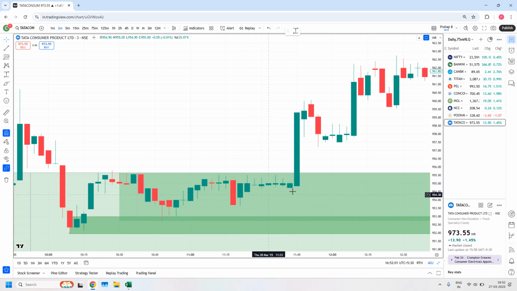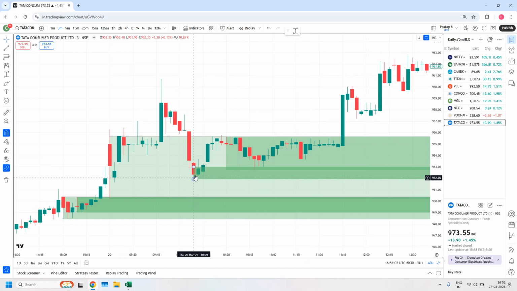So clearly, a lot of consolidation took place here. Easily such kind of zones will be violated. But here you see, you have a drop base rally. This is the area it picked up and the entire 15 minutes formation took place.